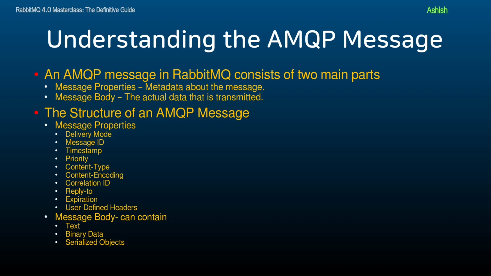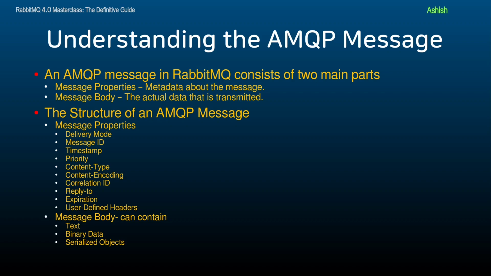The content type and content encoding properties help the consumer understand how to decode or interpret the body of the message correctly. The message body can be empty as well, depending on the use case, but it is typically used to carry important data such as user data, which is information required for processing or decision making, for example, user profile or transaction details.